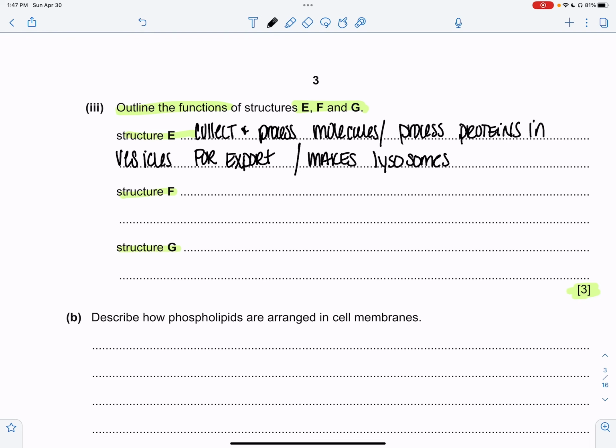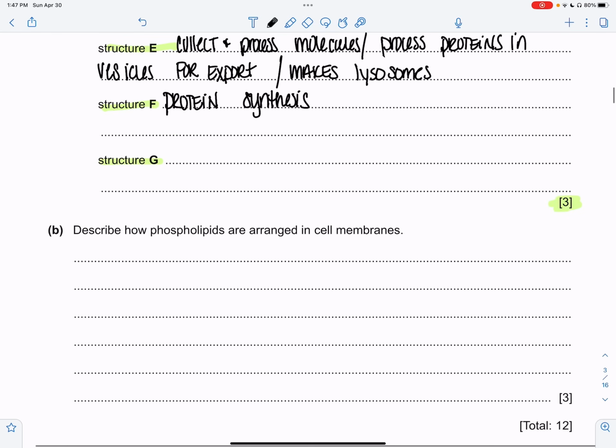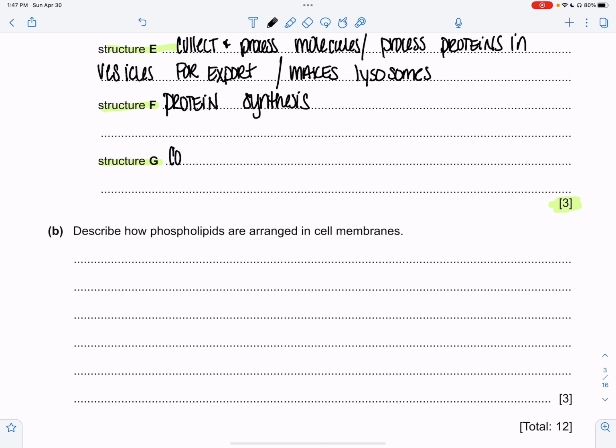Structure F is just your ribosome, so that's protein synthesis. They synthesize proteins. Structure G is the DNA, so we could say it contains chromosomes. You could also say chromatin. That's actually the structure DNA is in when the cell's not dividing. When the cell is dividing, they make chromosomes, right? And they usually look like those little X's. Otherwise, chromatin is just completely unwound genetic material.